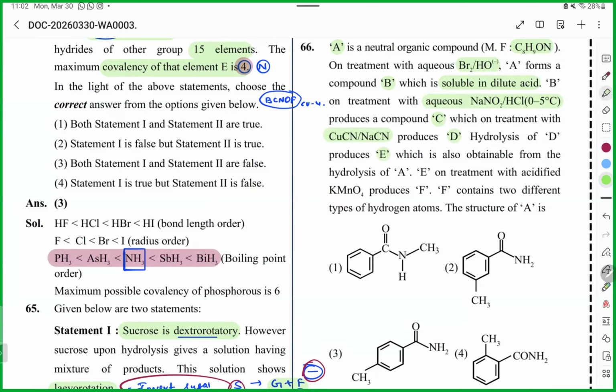In this chapter, it is given, aldehyde, carboxylic acid, cyanide will produce amide, which is also obtained from the hydrolysis of A. If you do hydrolysis of A, you can produce the same amide. Then E, on treating this amide with KMnO4, produces F. Then oxidation you will do. F contains two different types of hydrogen atom. What is the structure of A?